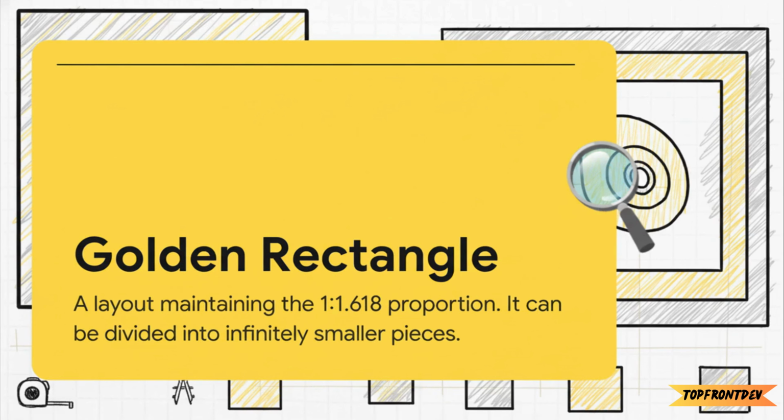But here's the magic trick. You can chop off a perfect square from it, and what's left over? Another, smaller golden rectangle. You can do this forever. It's basically an infinite grid generator for perfectly balanced layouts.